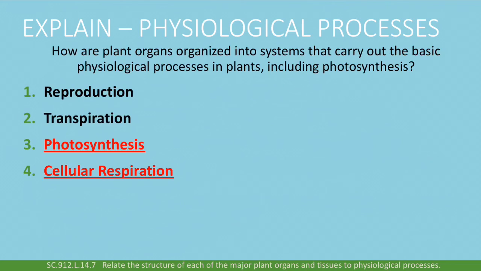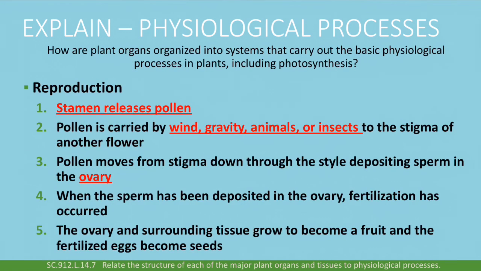In reproduction, your stamen releases its pollen. Pollen is carried by the wind, gravity, animals, and insects to the stigma of another flower. Pollen moves from the stigma down through the style, depositing sperm in the ovary. When the sperm has been deposited in the ovary, fertilization has occurred. And then the ovary and surrounding tissue grow to become a fruit, and the fertilized eggs become seeds.